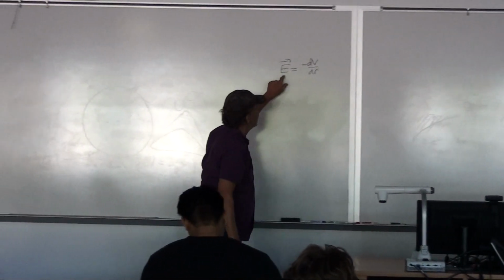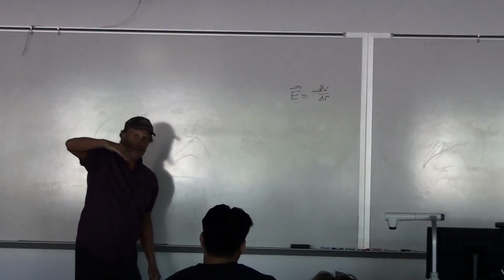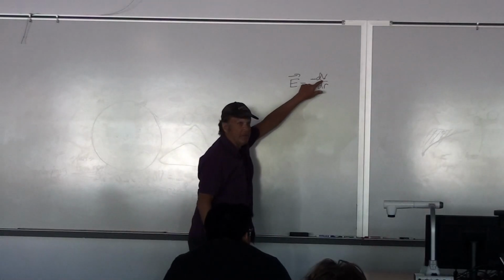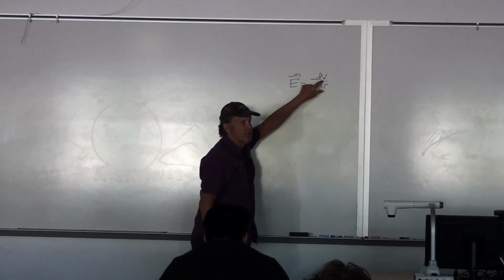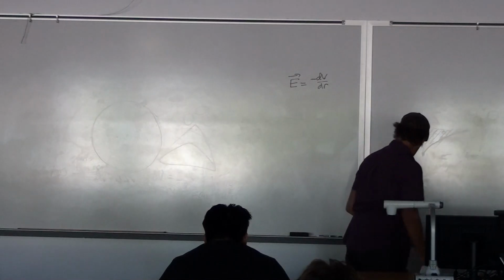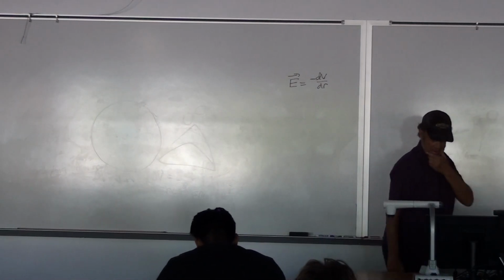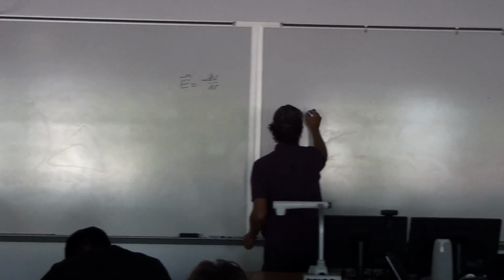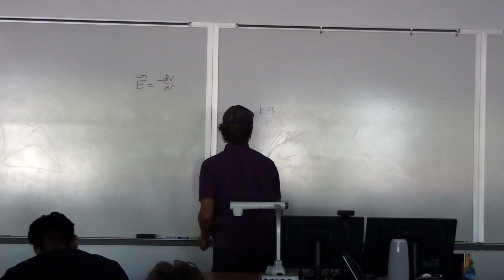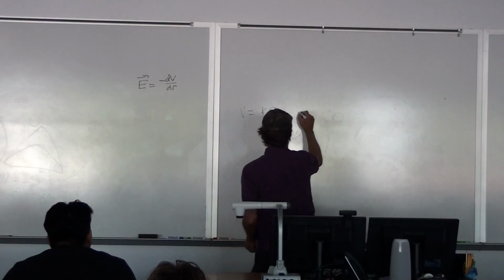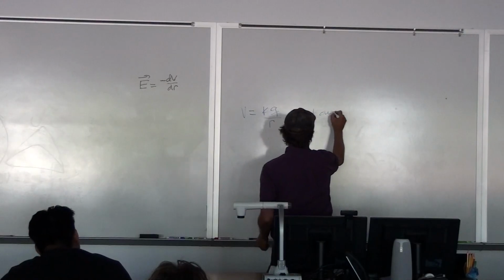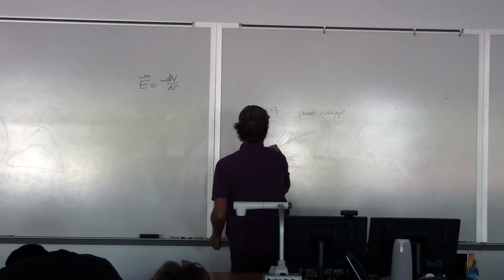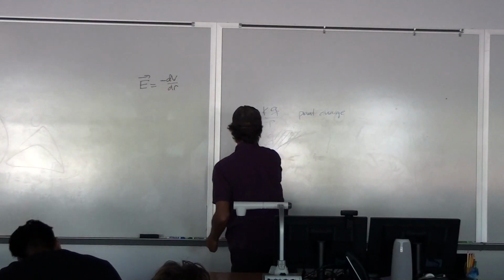So you go, well, how do we make a vector out of it then? Well, it's because the slope has a direction. The voltage itself is a scalar quantity. It doesn't have a direction associated with it. And so what we saw before is that V equals KQ over R for a point charge. Or we could write this as V equals Q over 4 pi epsilon naught R.